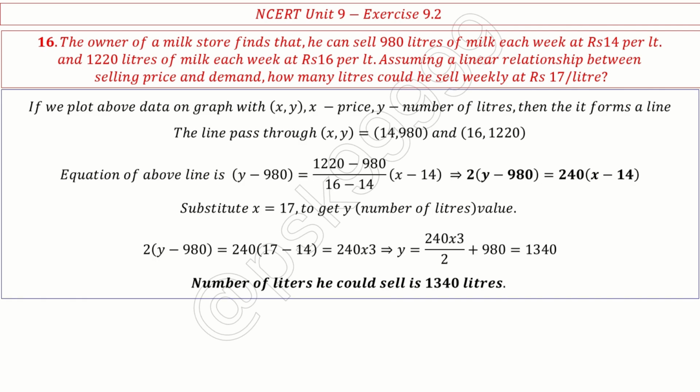If you plot it in the graph x comma y, x is price and y is number of liters, the points are 14 comma 980 and 16 comma 1220. So the line equation from the 2-point form is 2 times y minus 980 equal to 240 times x minus 14. Now what I need is, for x equal to 17, what is y? So I substitute x equal to 17 in this equation, and I get y equal to 1340. So that many liters of milk you can sell at rupees 17. Okay, next.